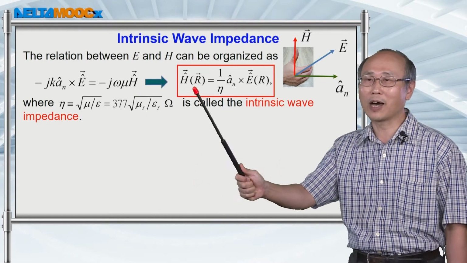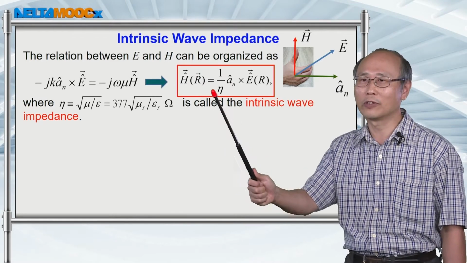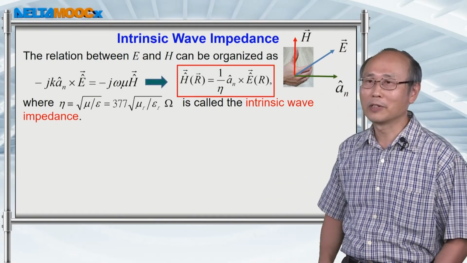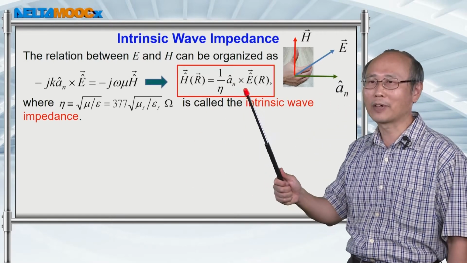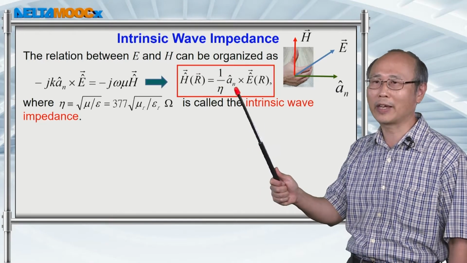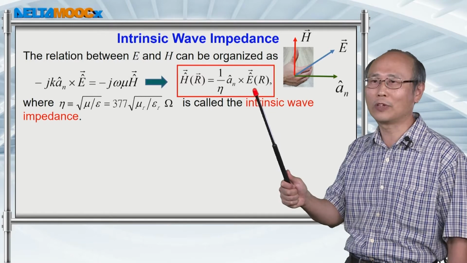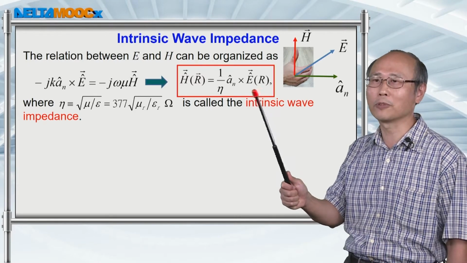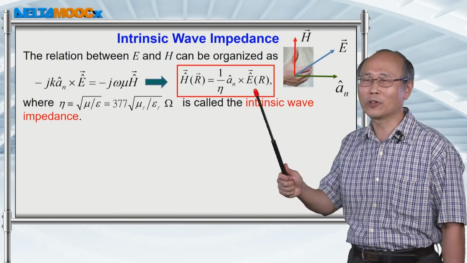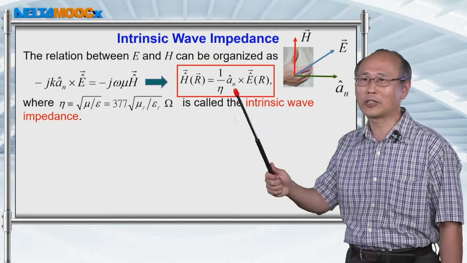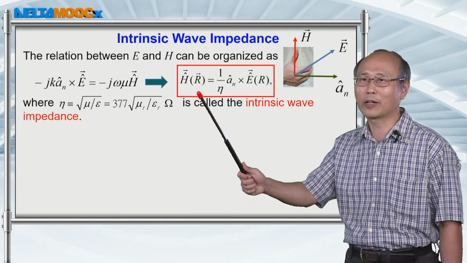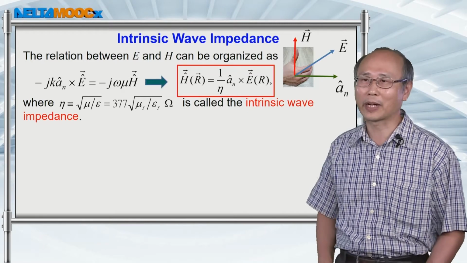The magnetic field now is equal to 1 over eta. This is just some factor. And then you have a vector cross product, which is the unit vector along the k direction crossed with the electric field calculated from the Helmholtz equation. This means that if you know the electric field, if you know the direction of propagation of the wavefront, and if you know this eta, then you can write down the expression for the magnetic field.